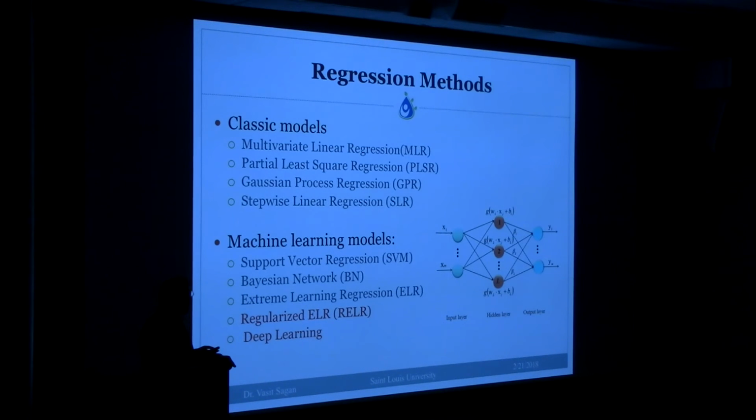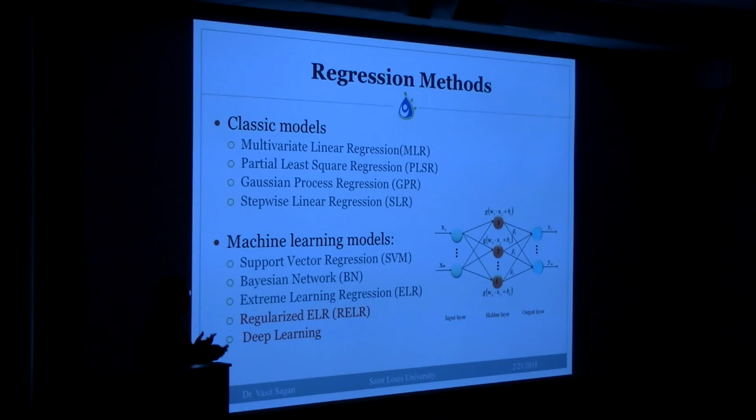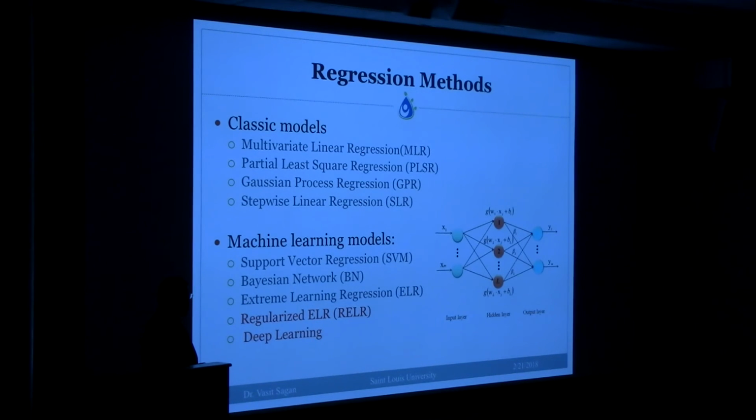I'm not going to talk too much about this unless there is a question. So often we use regression analysis: partial least squares regression, Gaussian process regression, stepwise regression, multivariate linear regression, etc. And then on the other side, machine learning models like neural networks, which also provide regression analysis, like support vector machine regression, Bayesian network, extreme learning machine, and then deep learning, etc. We have utilized extreme learning machine and deep learning.